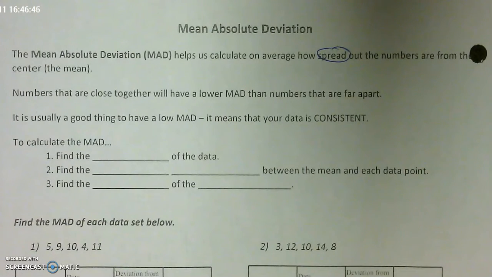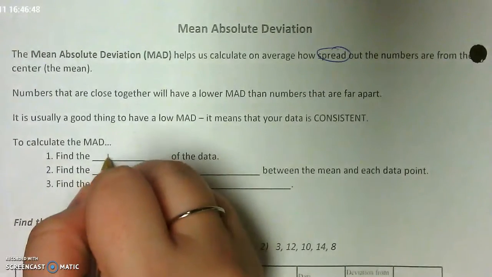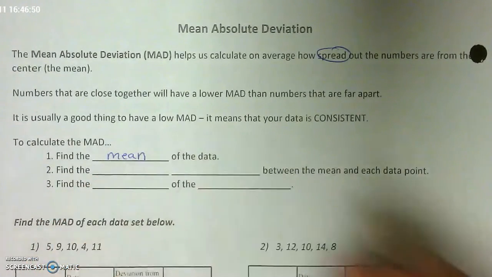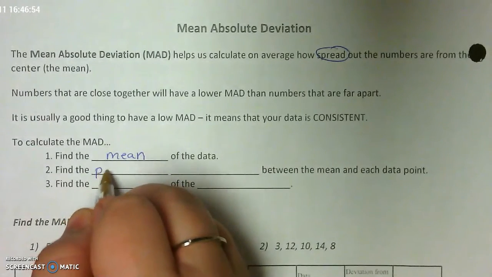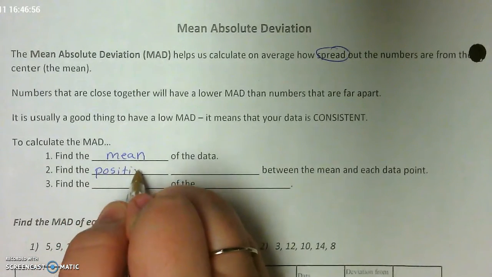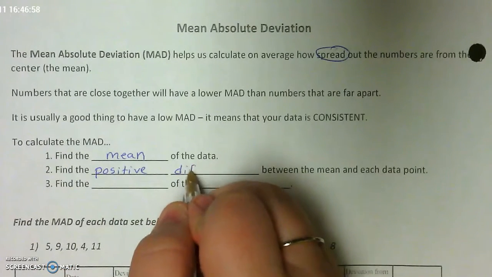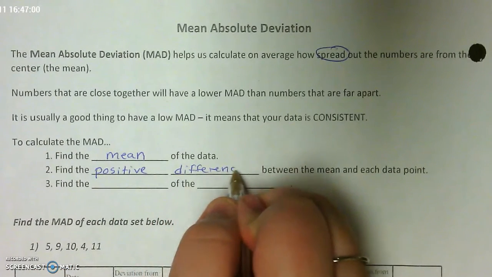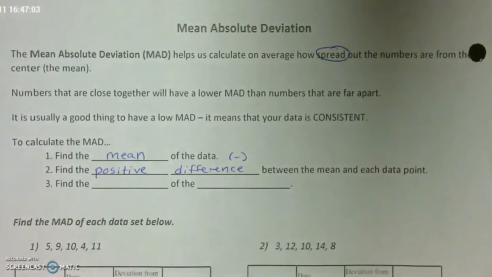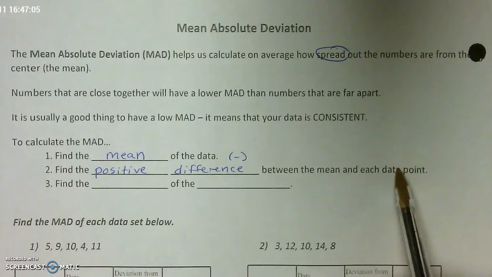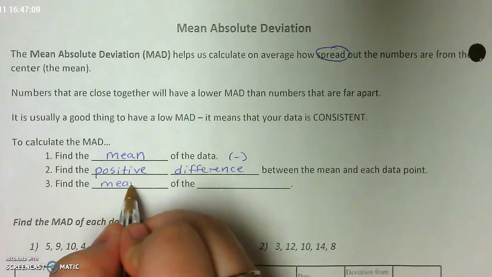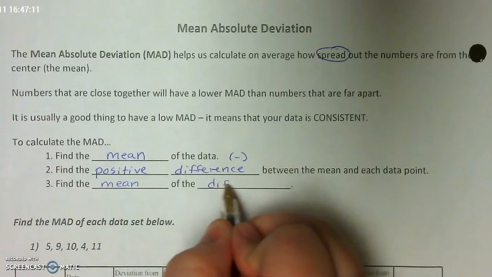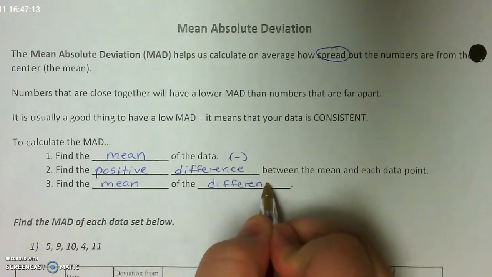So the very first thing you're going to do is find the mean of the data. We did that on the front side of our notes. Then we're going to take the positive difference, and remember, difference is subtraction, from the mean in each data point. Then we're going to find the mean of the differences. So this won't make sense until we dive into a problem.